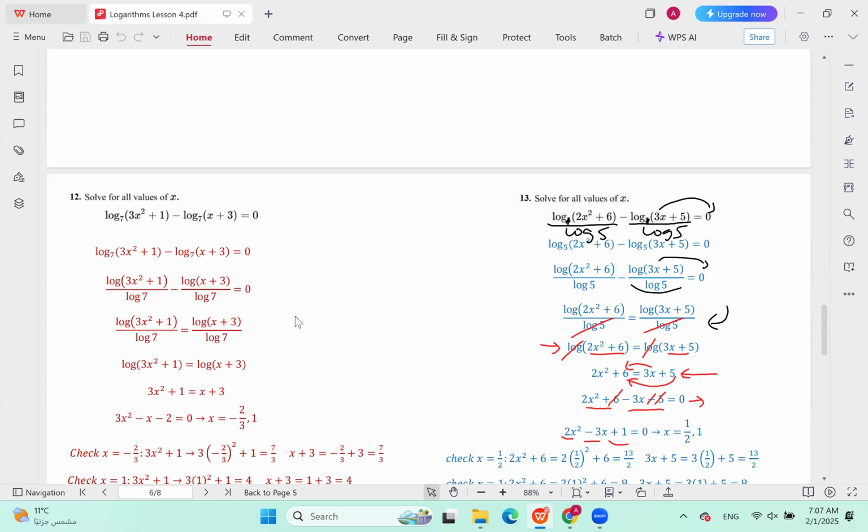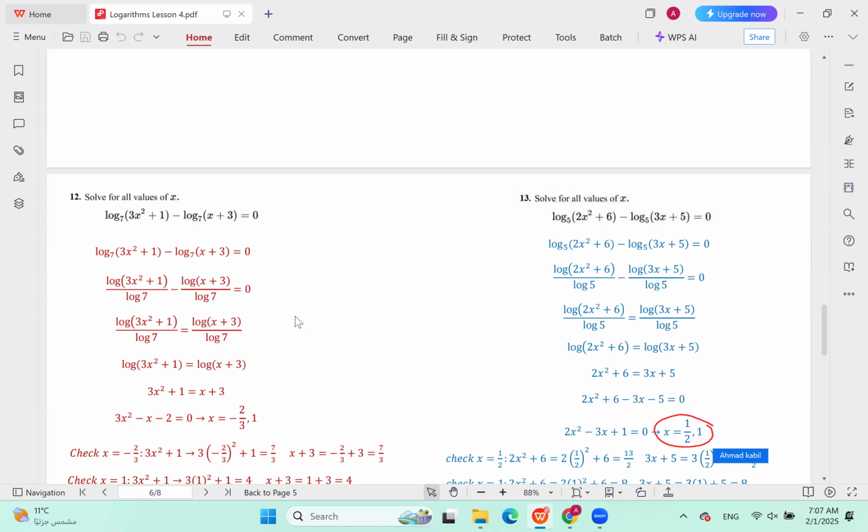Now we have an equation that we can insert into the calculator. And we get these two results here, half, and 1. And we have to check that these two values actually work. They don't give us negative results when they're plugged into these expressions. So you have 2x squared plus 6. You have 3x plus 5. And you have half and 1. Just make sure that the two numbers do not give negative values.